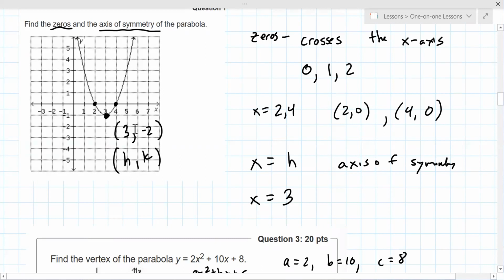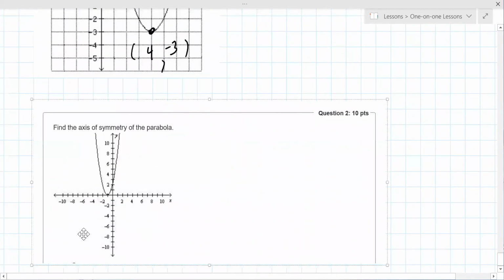What is this point right here? 3 comma negative 2. But what does it refer to? Your axis of symmetry? No, this is the vertex. The axis of symmetry is the x-coordinate of the vertex, which means you have to find the vertex first. What is the vertex of this graph?